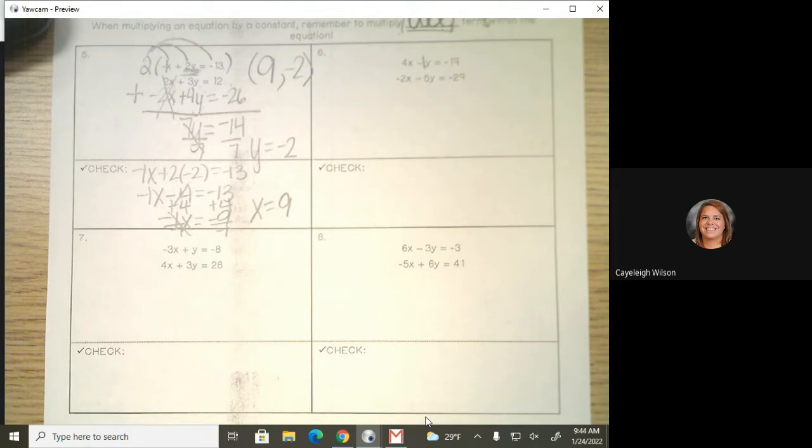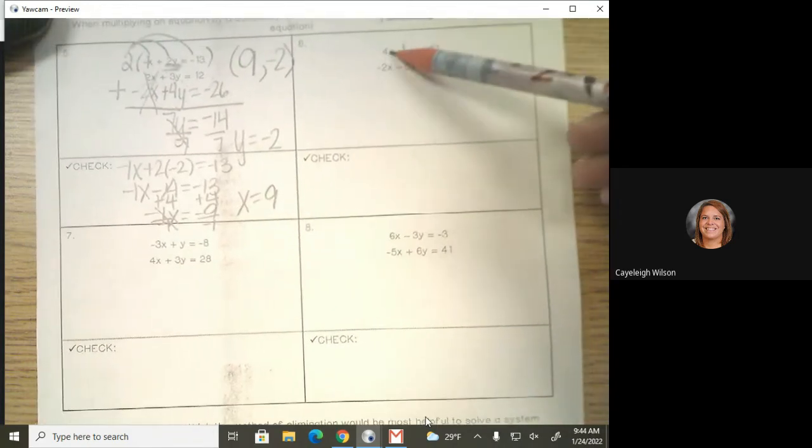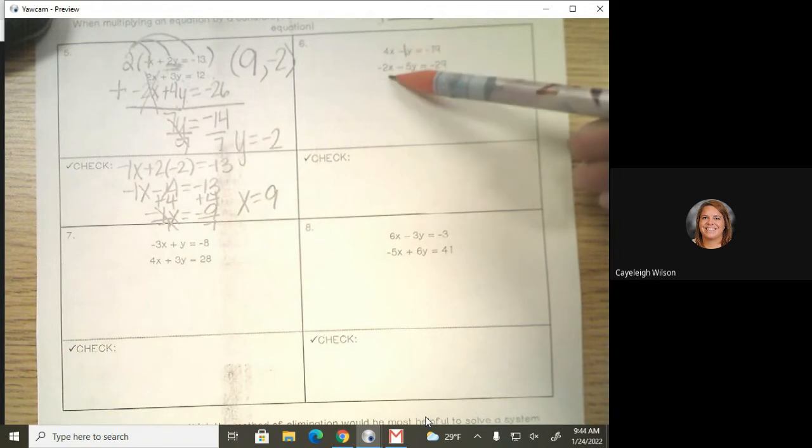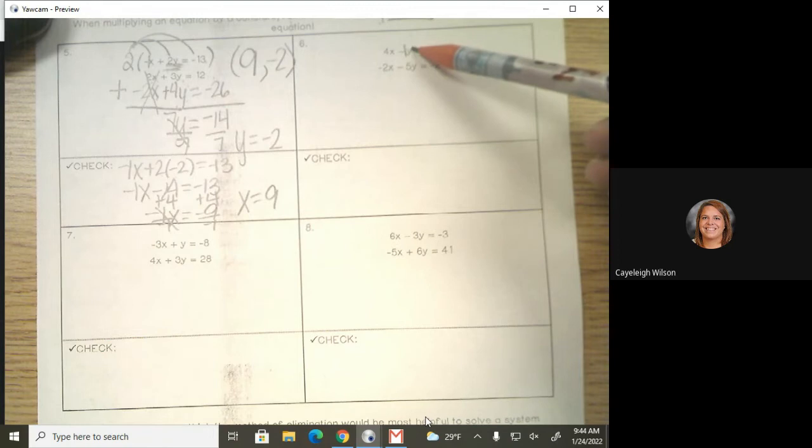Both of them. It really does not matter. Okay. Let's take a vote. Who wants to get rid of the x's? Okay, y's. Okay, so if we're going to get rid of the x's, this is positive 4, so this one needs to be negative 4. If you're going to get rid of the y's, this one's negative 5, so this one has to be positive 5. So it's fine either way.